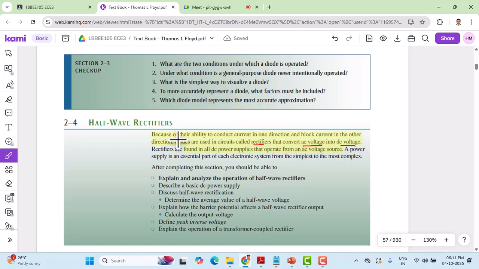AC voltage is required for the bulk electrical applications, but DC is required for the small electronic applications, especially the laptop, mobile, any small applications like desktop, or today's scenario, if you ask me, an LED TV which requires DC voltage instead of AC voltage.